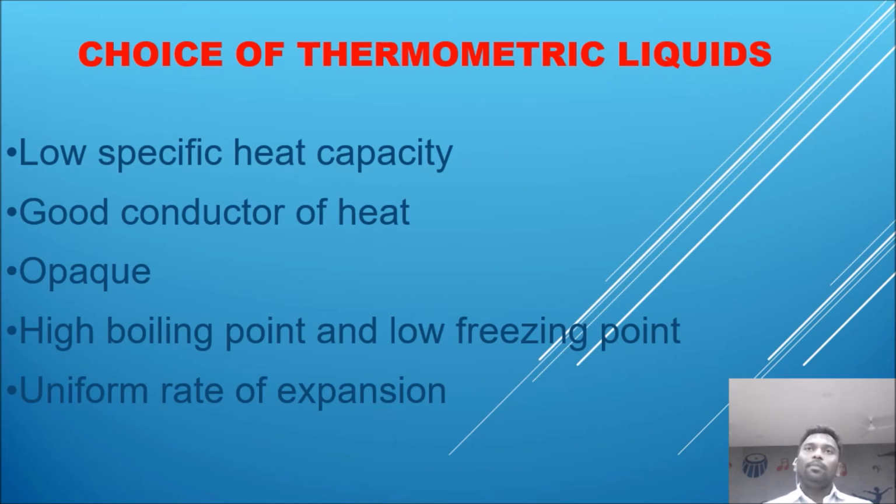And the next one is, it must have a high boiling point as well as a low freezing point. If it has a low boiling point, with a small amount of heat the liquid will start to boil, and at this time it is unable to find the exact temperature of the substance. As well, it must not have a high freezing point, because when it is placed in a cold substance, the liquid inside the thermometer will freeze. That is the reason for a low freezing point and high boiling point.